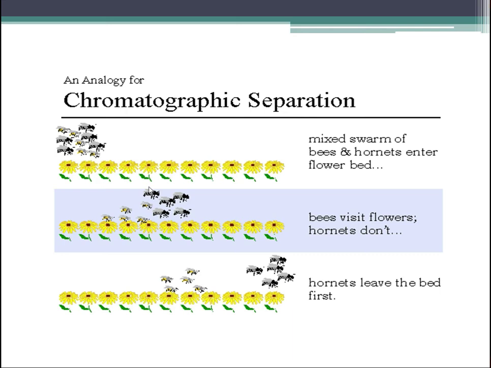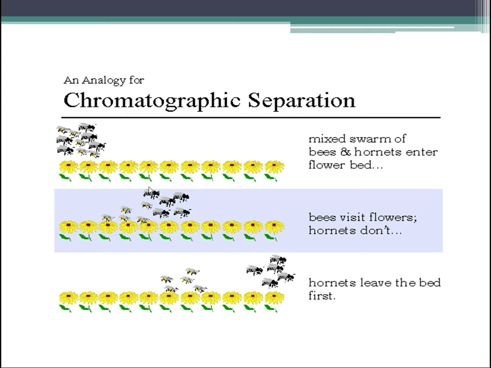If I had a big pasture of flowers, okay, and I were to release on one side of the pasture a mixture of honeybees and hornets, a big, big swarm of honeybees and hornets. Well, the hornets don't care at all about the flowers, but the honeybees do. So what would happen over time is that the bees would just book across, literally a beeline, to the other side of the flowers, but the hornets would go in a straight line and never stop along the way.